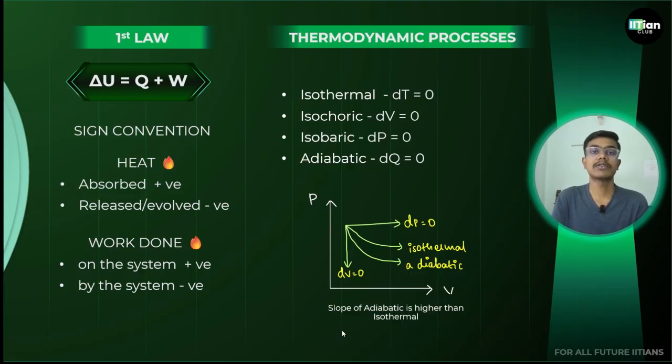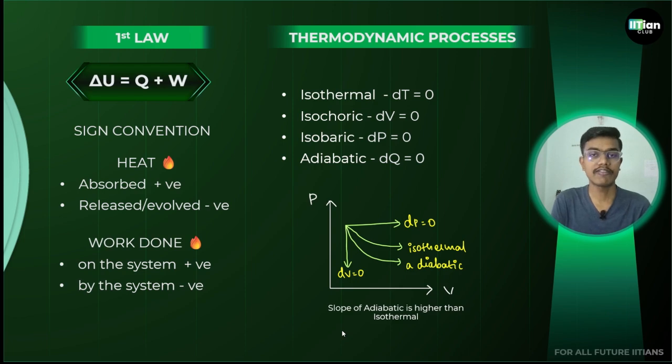Isothermal is a process where the temperature is constant, dT is constant, and isochoric is where volume is constant. Isobaric, the pressure is constant. Adiabatic, the dQ is zero, that is, heat is constant. There is no heat exchange happening.